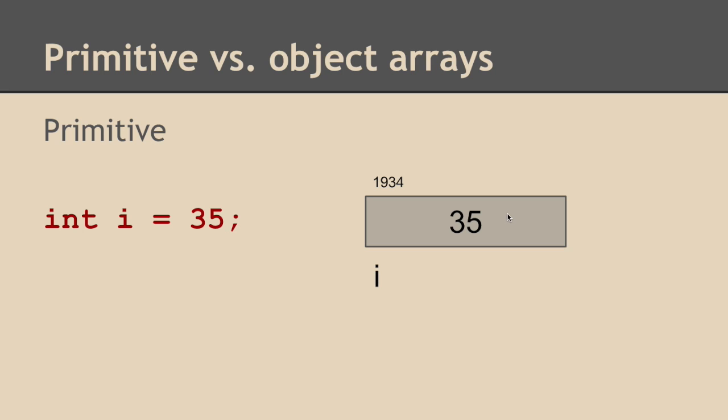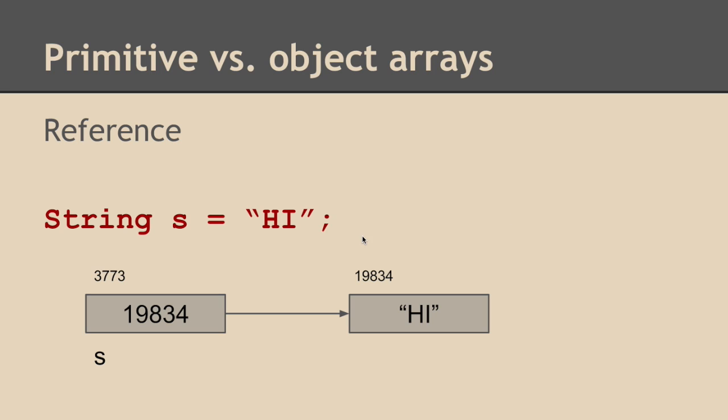Again, that's a primitive. In a reference situation, so now I've got a string object, my variable actually holds the address of the object in memory. So my string object exists somewhere in memory. There's an address associated with its location. My variable s just holds the address where that object is.